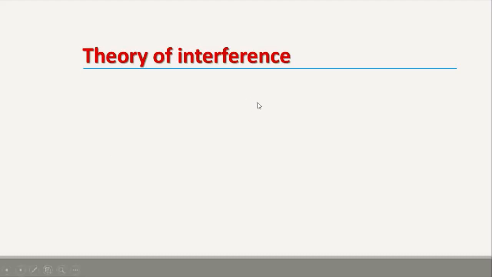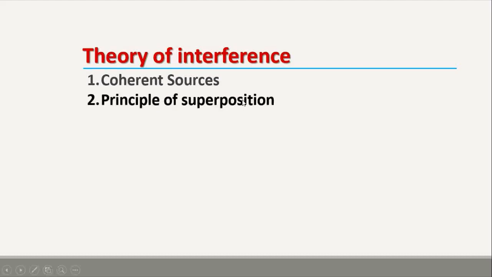Dear students, I continue my topic on wave optics. I am explaining today about the theory of interference. I am explaining coherent sources and the principle of superposition.